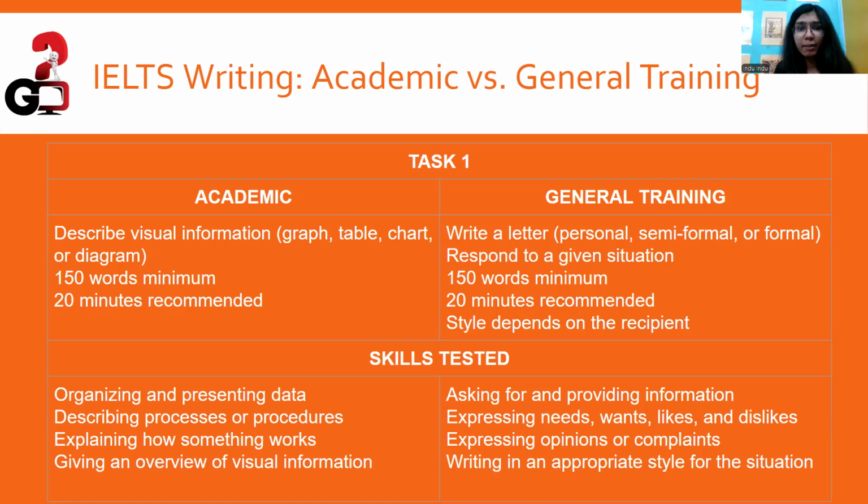Now, in the academic version, task 1 requires you to describe visual information. It could be a graph, table, chart, or a diagram. You must write at least 150 words in about 20 minutes using an academic style.